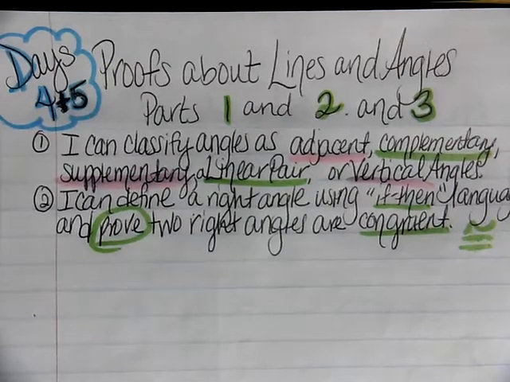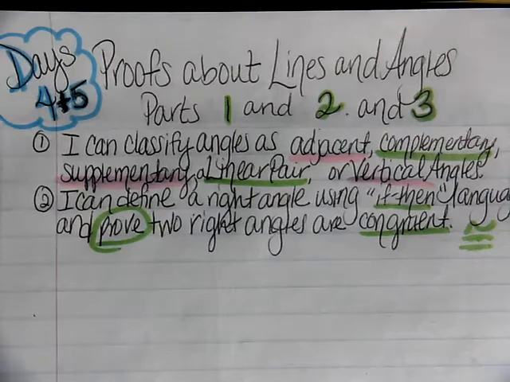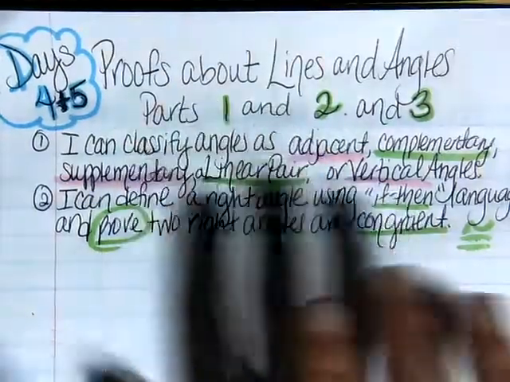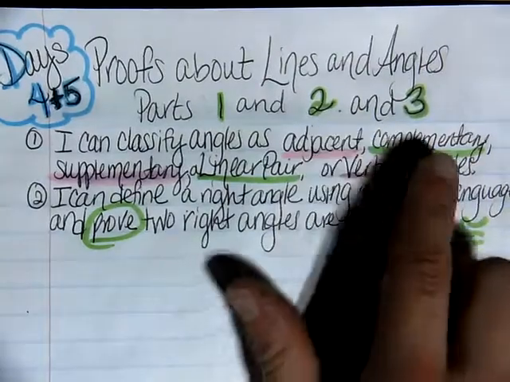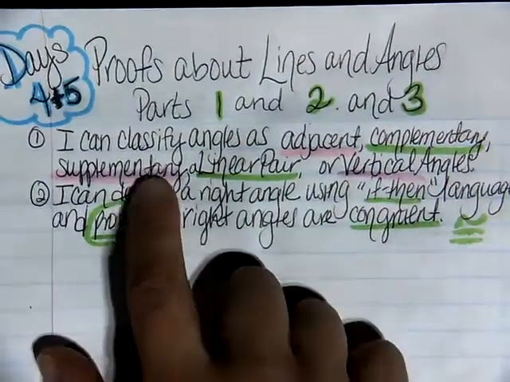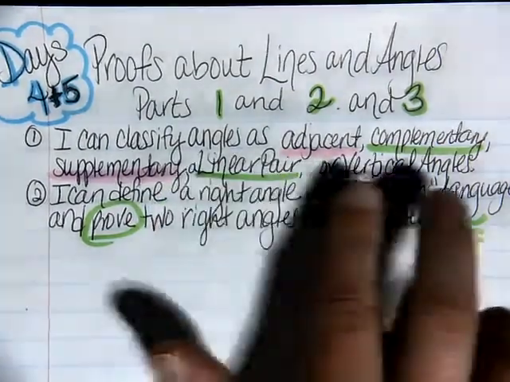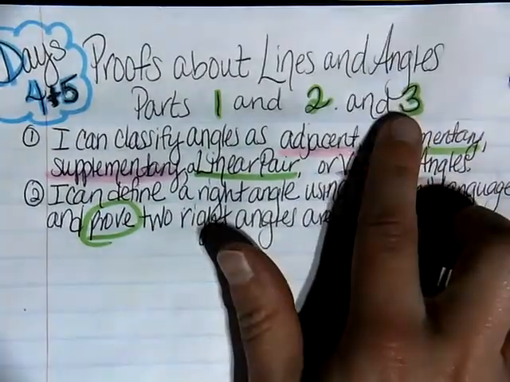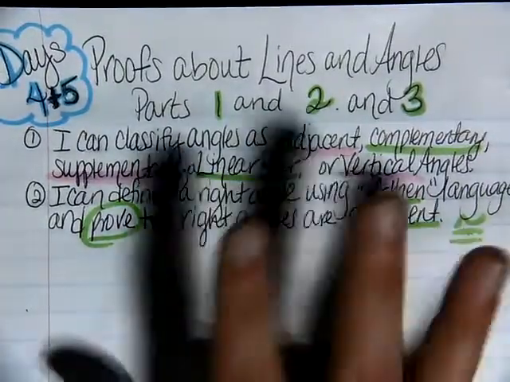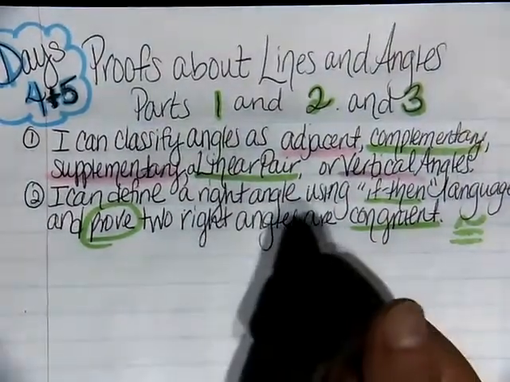Everyone, for today's lesson, we are going to learn about proofs about lines and angles. There are three parts to this lesson, and we are going to do this lesson over 2 days, day 4 and day 5. The first part is going to primarily be over adjacent, complementary, and supplementary angles. Part 2 is going to be primarily over linear pairs and vertical angles. And part 3 is going to be proving information about these lines and angles.